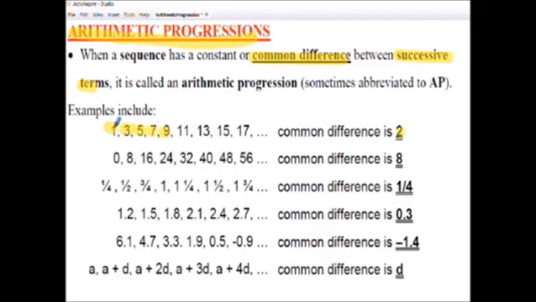This next series of 0, 8, 16, 24, 32, etc. is an AP series because there's a common difference of 8. Add 8 to each term, you get the next term in the series.